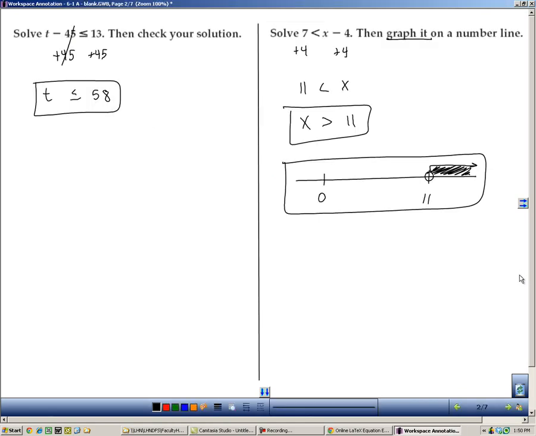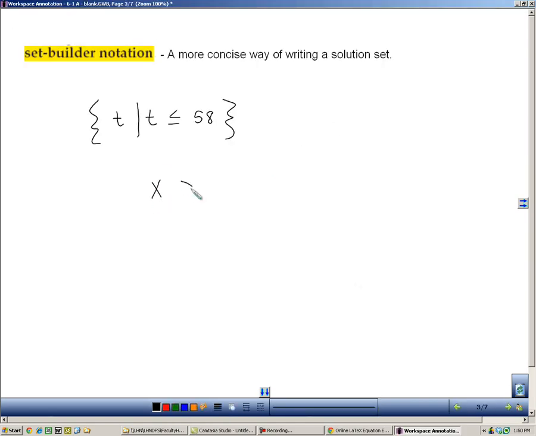If I write the other one, x greater than 11, like this, here's what it will look like. Set builder notation is one of these things where I'm introducing it to you now. We probably will not use it for the rest of the year, but when you get more advanced level mathematics, you'll see it pop up again. So I want to introduce it to you.